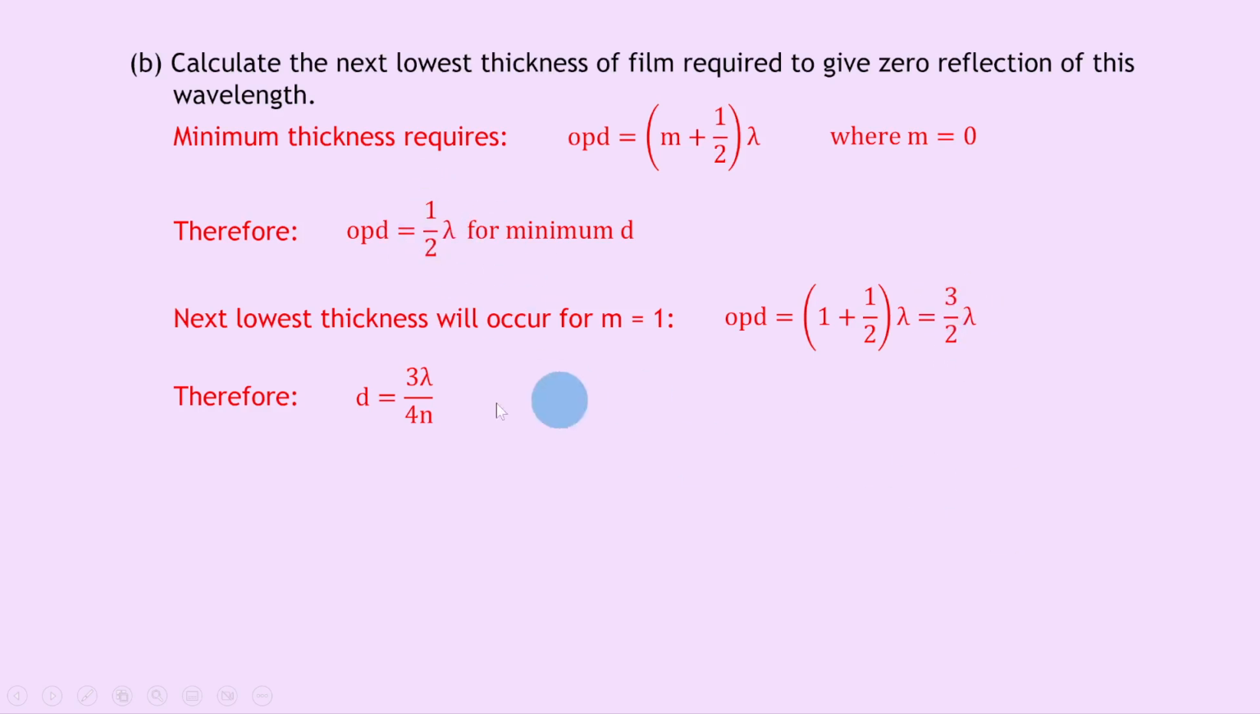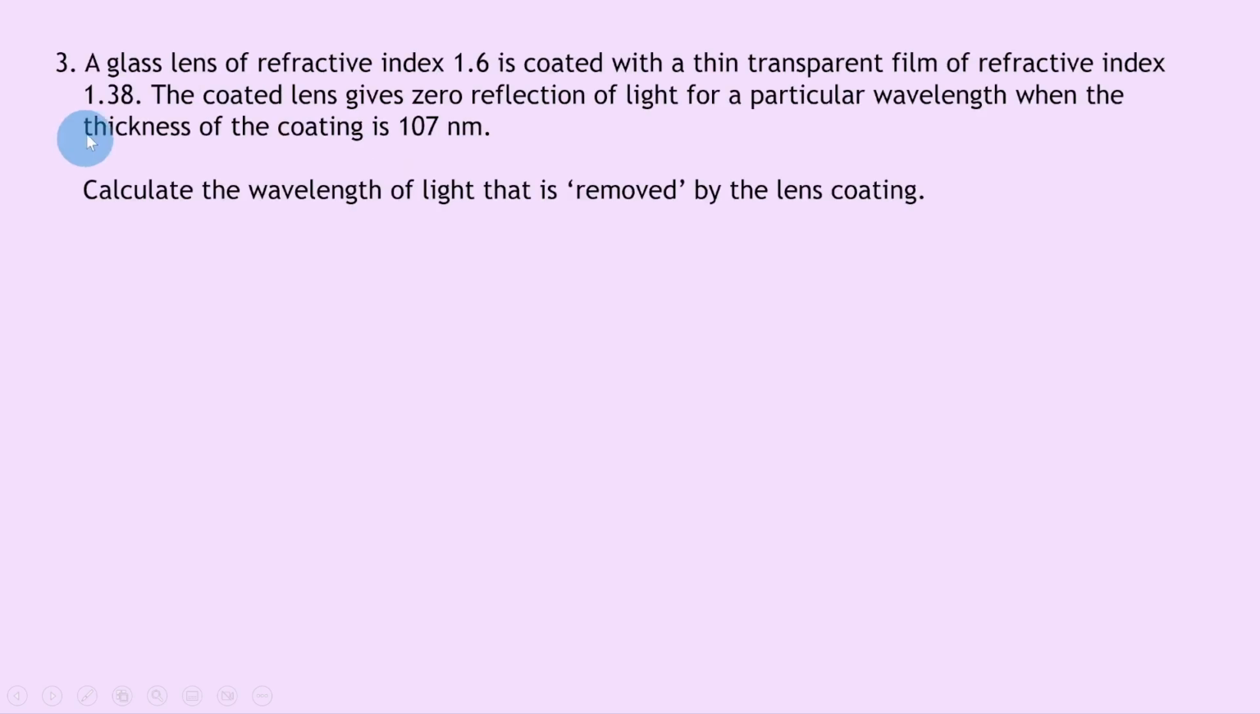And you might have already realised that this is just going to be the same as 3 times the answer to part A, because we've already calculated lambda over 4n. So if we do 3 times the minimum thickness, then that's the same as 3 times 1.27 times 10 to the minus 7, which was our answer to part A. And if you put that into your calculator, you should get an answer of 3.81 times 10 to the minus 7 meters.